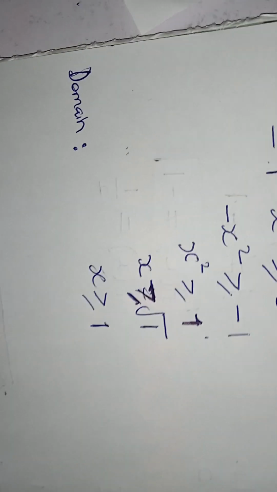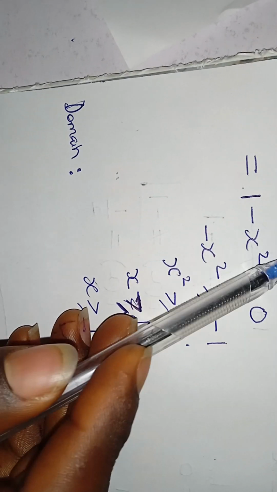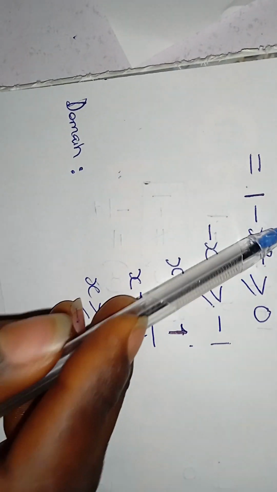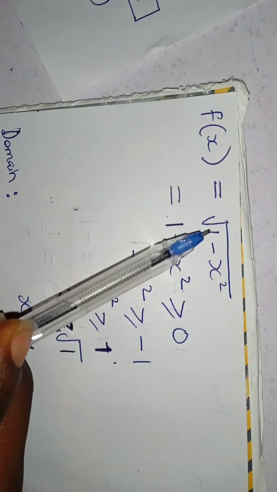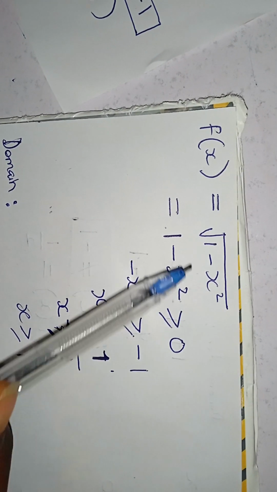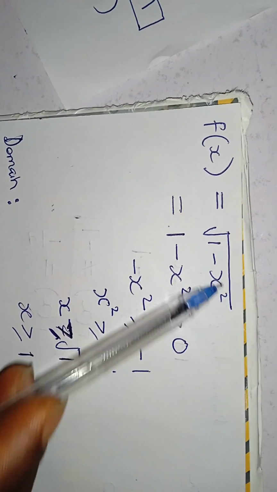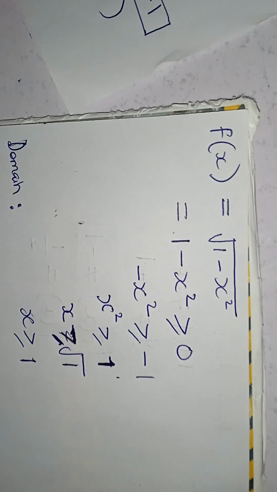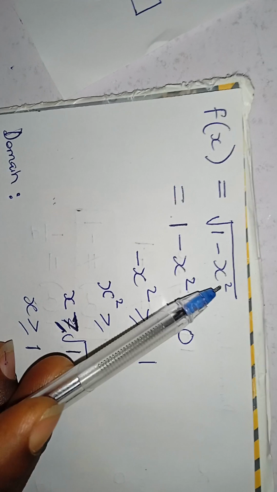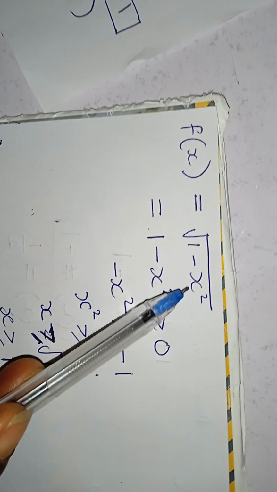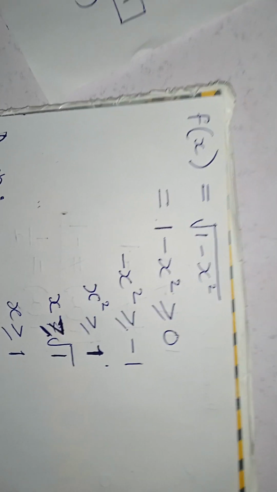Those are the values you can put in as your x. If you check it now, if I put 1 here, 1 squared is 1, 1 minus 1 is 0, and the square root of 0 is 0. If I put 1 here, it will work. Now let's check 2 here. I believe this won't work, but let's check.